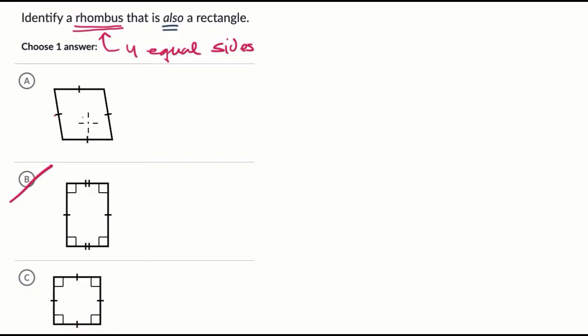Now what's the difference between choice A and choice C? Well, in choice C, all of my angles are right angles, whereas in choice A, they at least don't make it very clear that it is, and they're probably not right angles. And so now let's look at the choice for a rectangle. Well, a rectangle is a quadrilateral where you have four right angles.